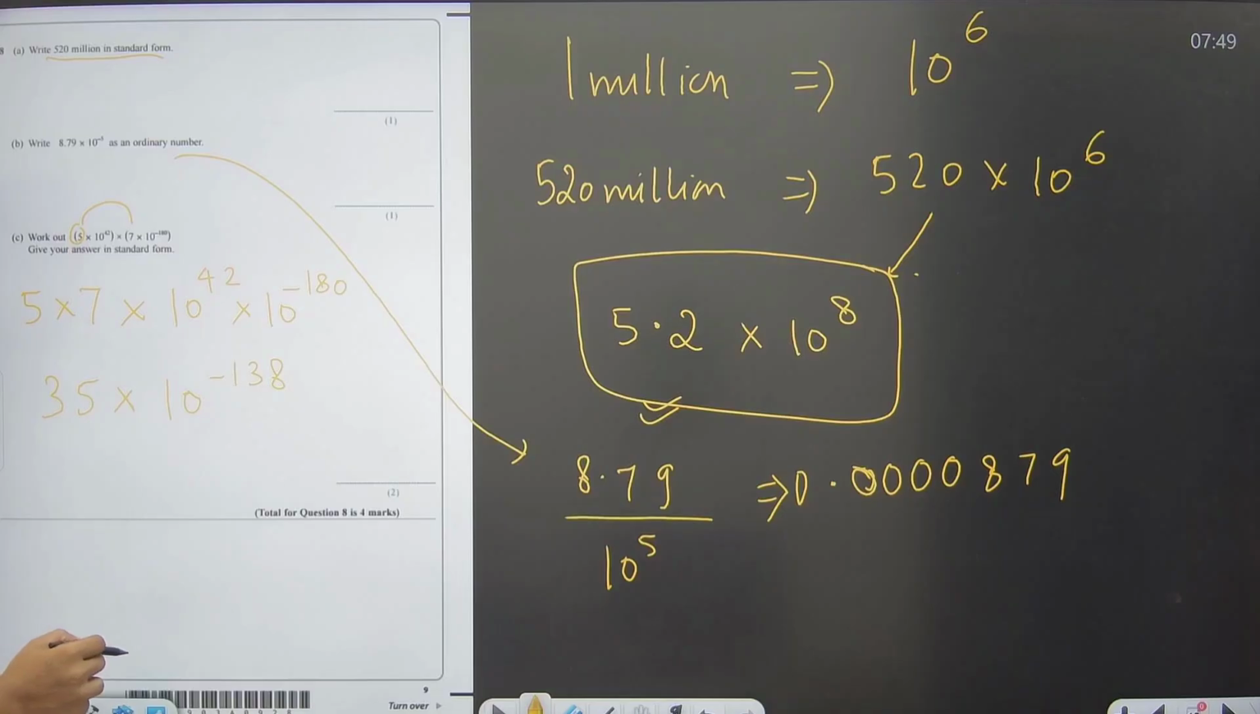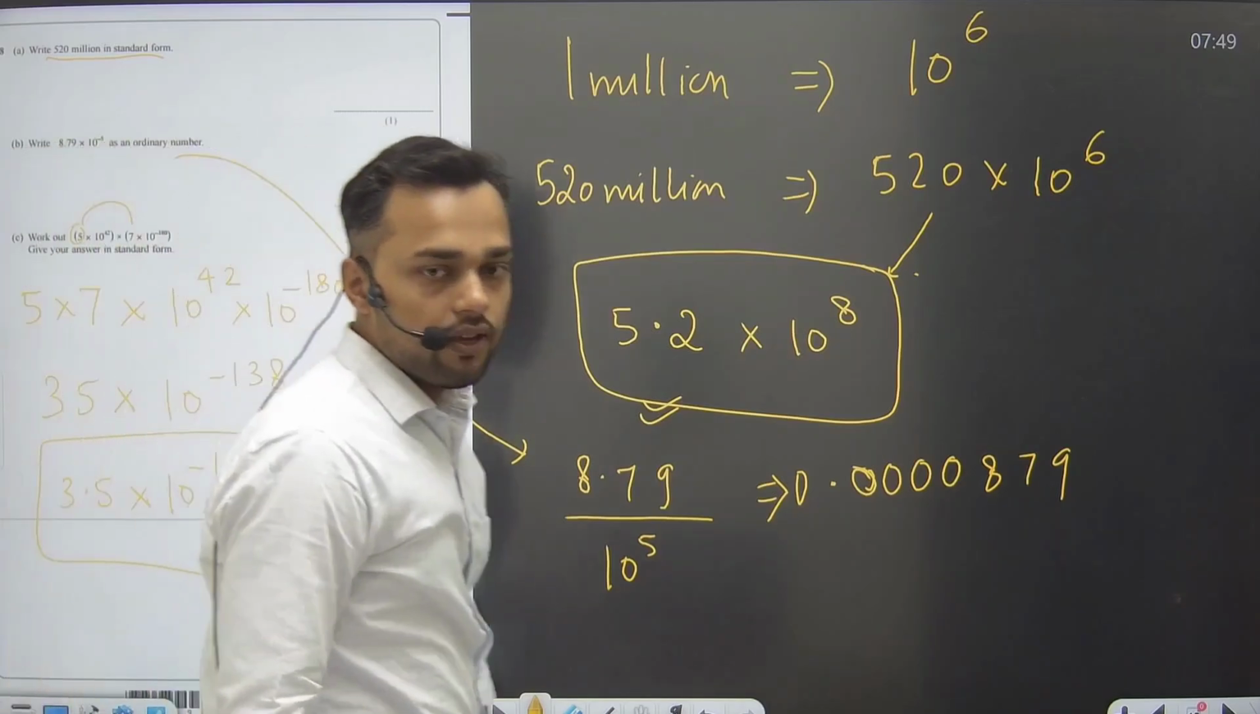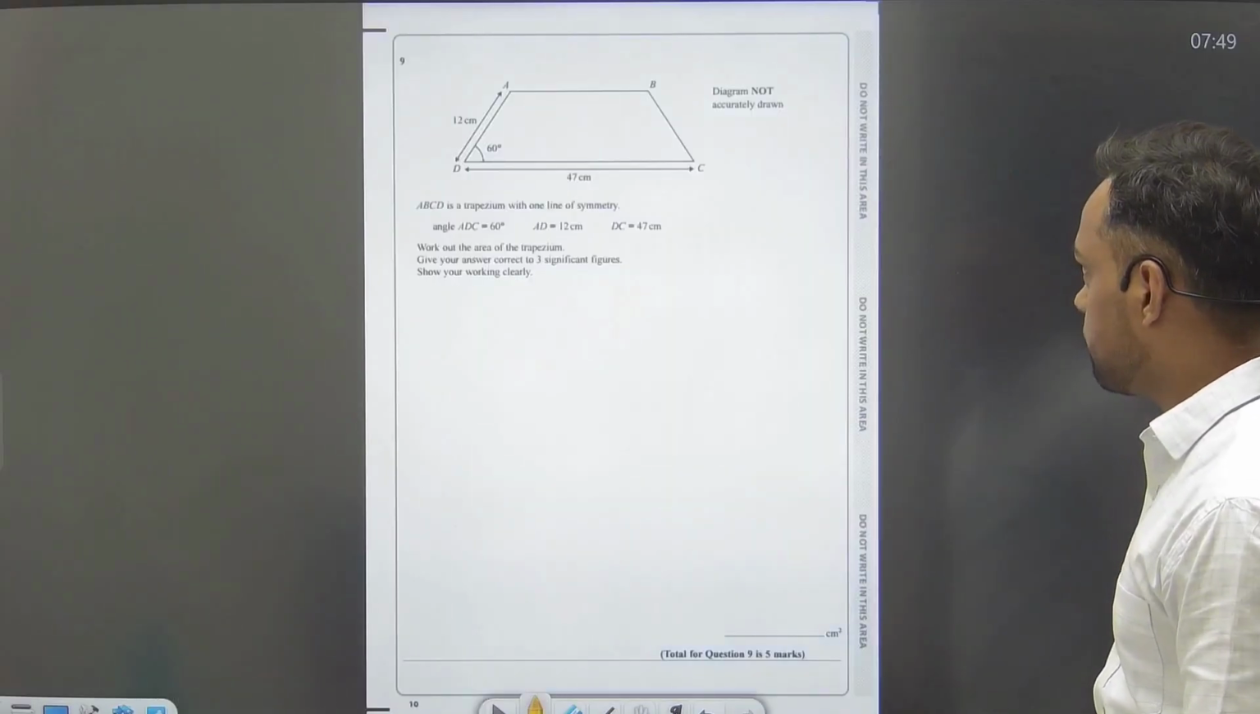Give your answer in standard form. So it is not the standard form. The standard form is 3.5 cross 10 to the power negative of 137. Okay, this is the value. Now let's move to the next question.